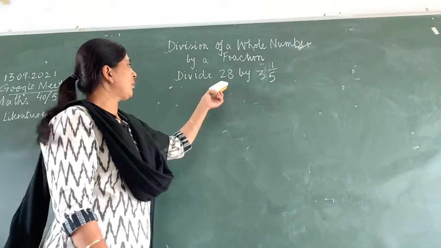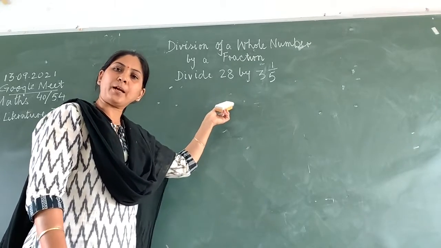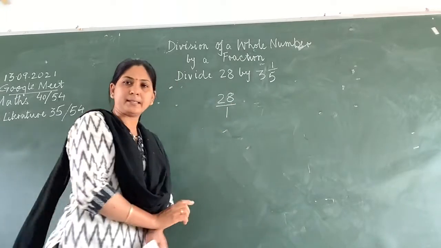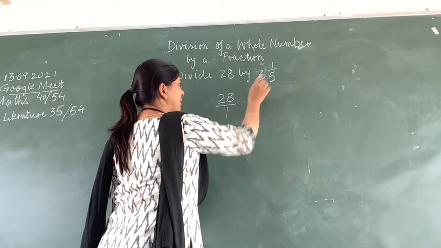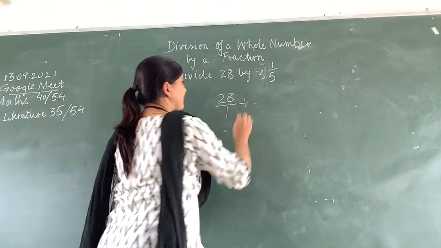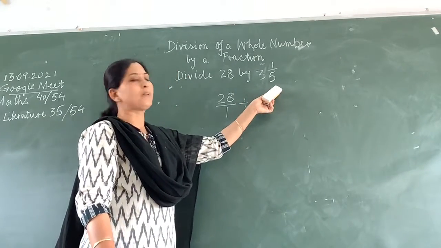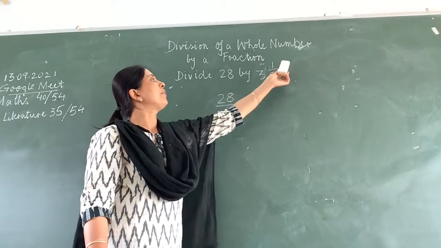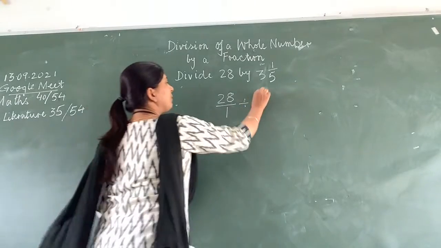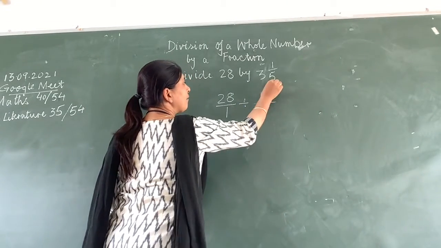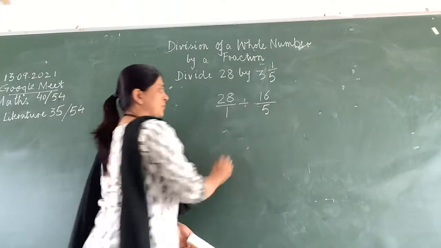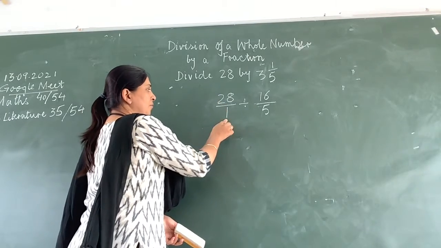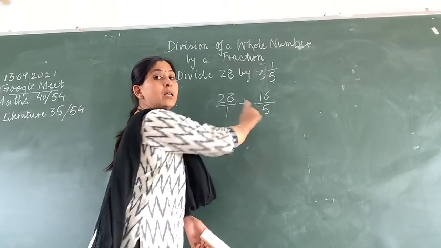Now, 28 is a whole number. Let's change it into fraction form. 28 means 28 over 1. We have to divide this by 3 and 1 over 5, so we will put the division sign. Now let's convert this mixed fraction into an improper fraction. 5 times 3 is 15, 15 plus 1 is 16. So 16 will become the numerator and the denominator 5 will remain the same. So 16 over 5.